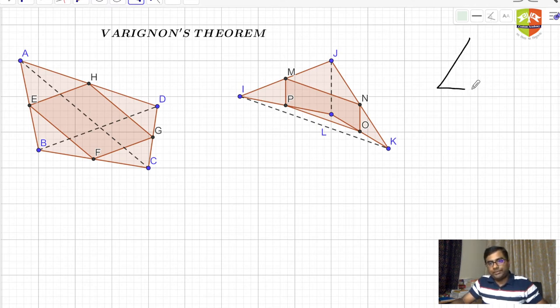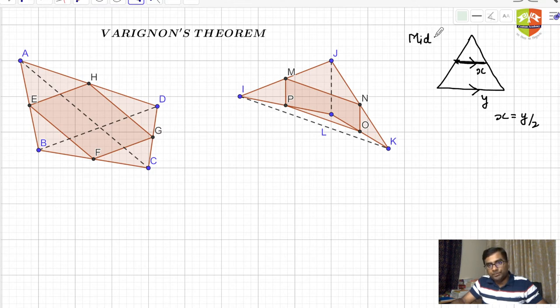If you remember, there was a triangle. If you join the midpoints of two sides of the triangle, then this particular segment is parallel to the third side, we know that. And also this is half of the base, right? So if this is x and this is y, so clearly x is y by 2. So this was from the midpoint theorem.